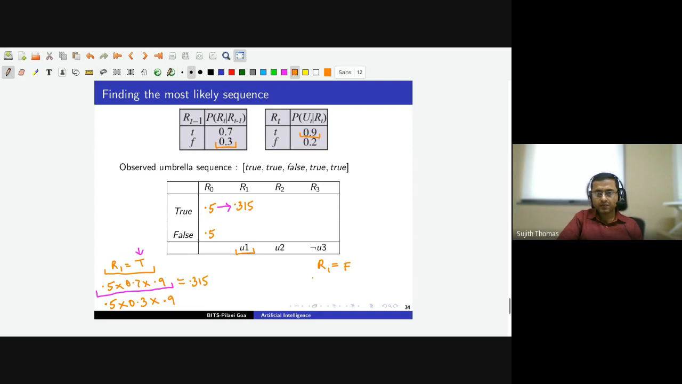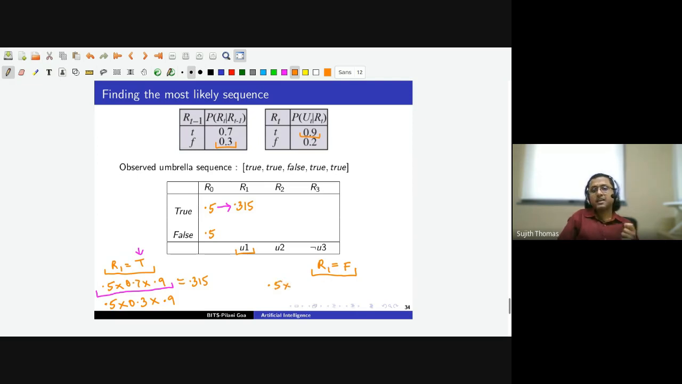So next we have to similarly look at R1 equal to false. Again, there are two possibilities. The sequences that end with R1 equal to false and generate the same evidence variable, that is U1 equal to true, can have two possible previous states. Either R0 is true or R0 is false. So for both those possibilities, we will find the probabilities. Let us first say R0 is true. Prior probability of R0 being true is 0.5.